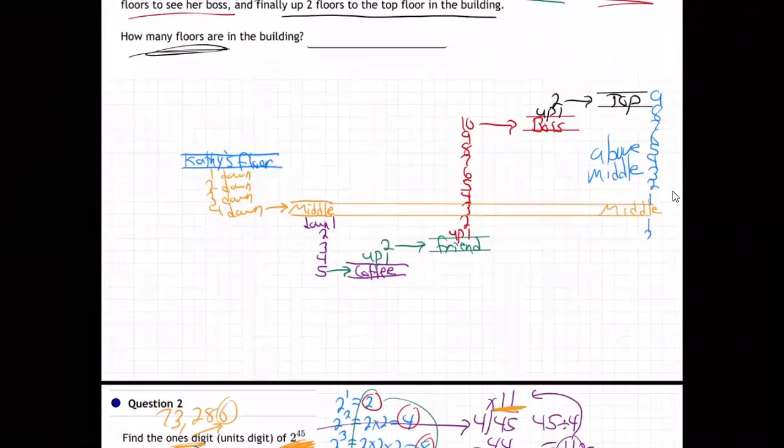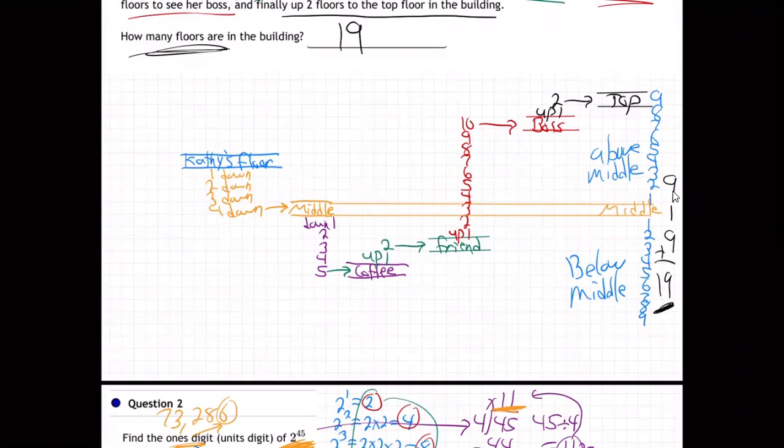So yes, there's got to be 1, 2, 3, 4, 5, 6, 7, 8, 9 below the middle. Let me do that last one a little bit better. It just kind of got crammed in there. 8, 9. So there's 9 below the middle, and there's 9 above the middle, and then there's the 1 in the middle. So that's 19 floors. Answer, 19 floors. Does that make sense?